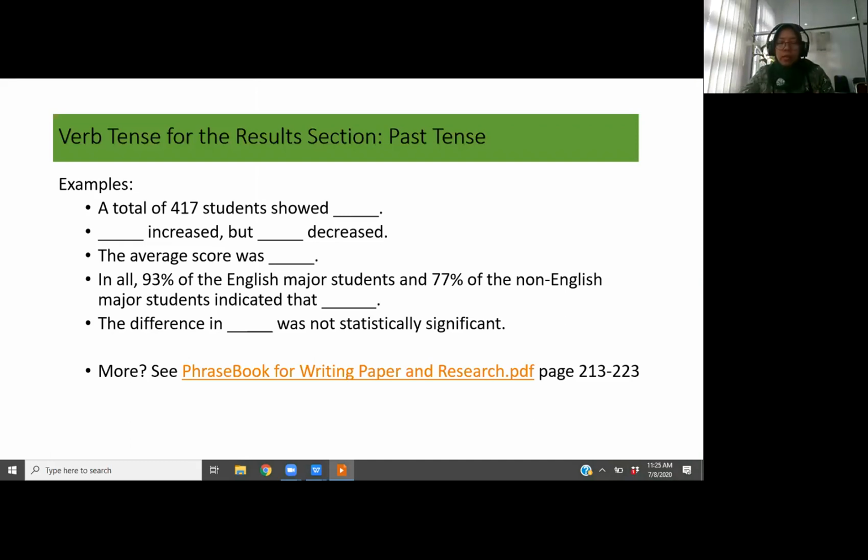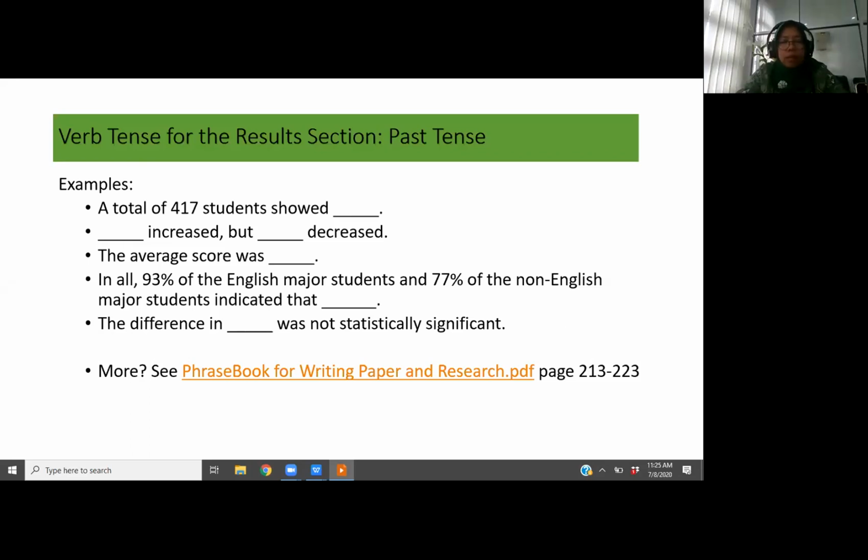And you need to also remember the verb tense that can be used for this result section, past tense. This is some of the example. Like here, a total of 470 students showed that, and then you can also say the student scores increased, but, blah blah blah, it decreased. And then the average score was higher than the second cycle. For example, if you are doing action research, actually it's okay to do action research for S2 or even S3 or a doctoral degree.